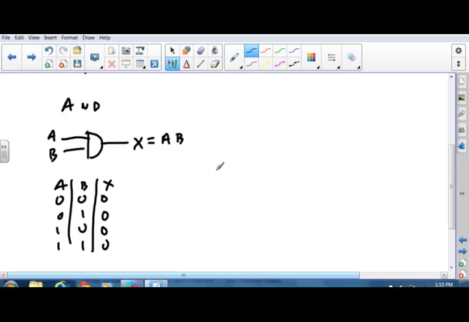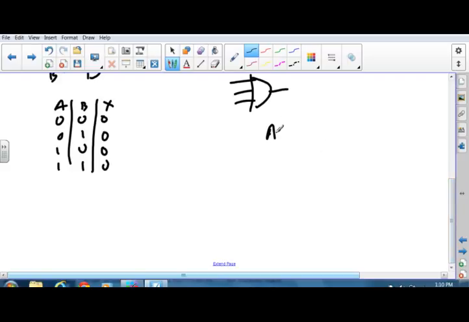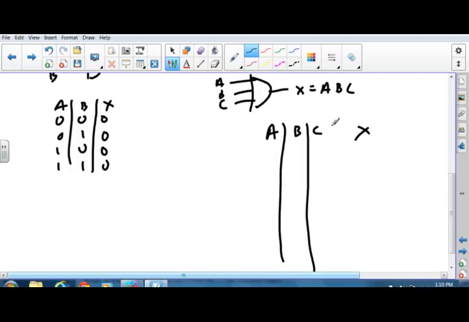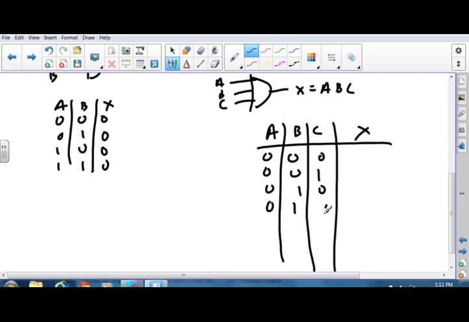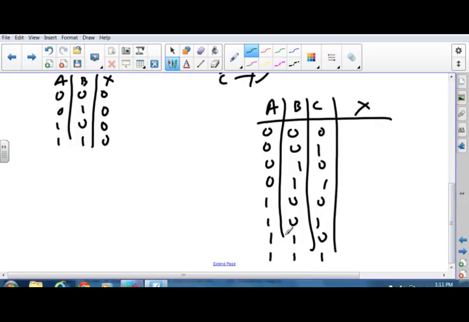If I had a 3-input AND gate, I'd have a truth table that goes A, B, C, X, and X would be A and B and C. When we want all possibilities: 0, 0, 0; 0, 0, 1; 0, 1, 0; 0, 1, 1; 1, 0, 0; 1, 0, 1; 1, 1, 0; 1, 1, 1. And we get an output of 0, 0, 0, 0, 0, 0, 0, 1.